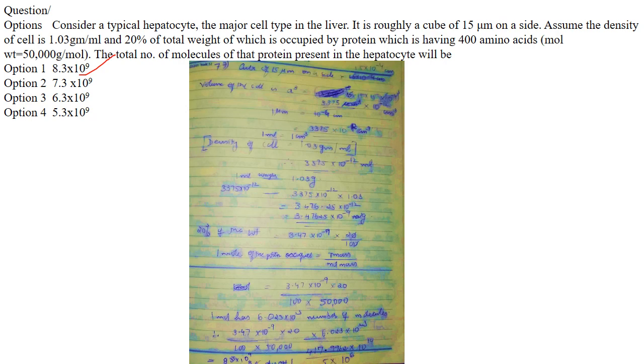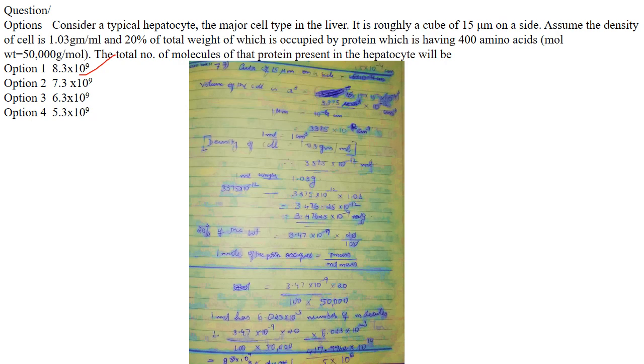Now they have given the density of the cell as 1.03 grams per ml. Now 1 ml weighs 1.03 grams. So 3,375 into 10 raised to minus 12 will weigh into 1.03. So that will give you 3.47625 into 10 raised to minus 9 gram. Now 20% of the total weight is occupied by proteins. So 20% of the weight, that is 3.47 into 10 raised to minus 9 into 20 by 100.